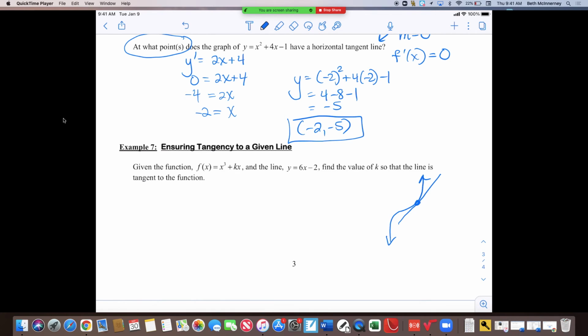So what are some things we know? What could help us? Logan? The slope is 6. Ah, nice. Okay, the slope is 6 of our line. And then what does that tell us? The derivative, which would be 3x squared plus k, has to be equal to 6. So k is 6 minus 3x squared.